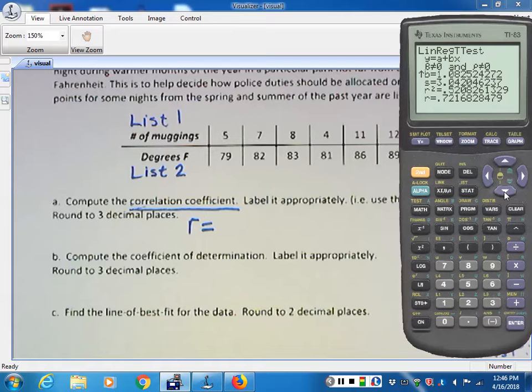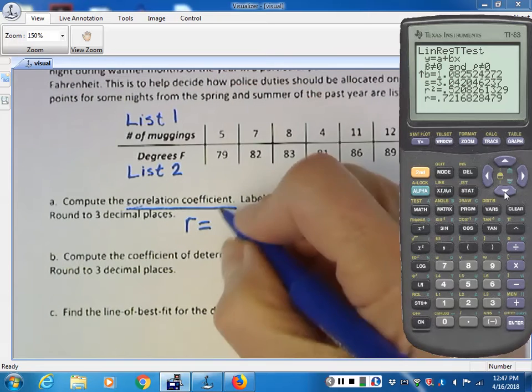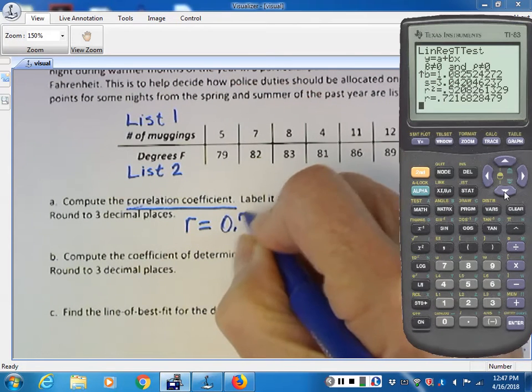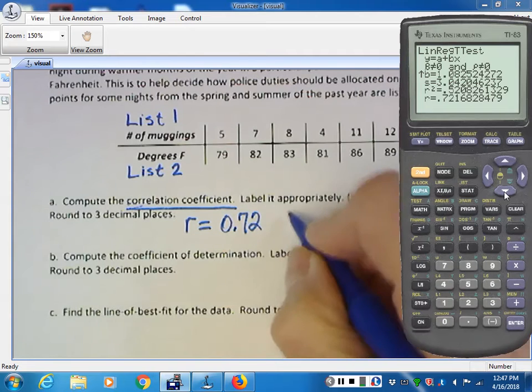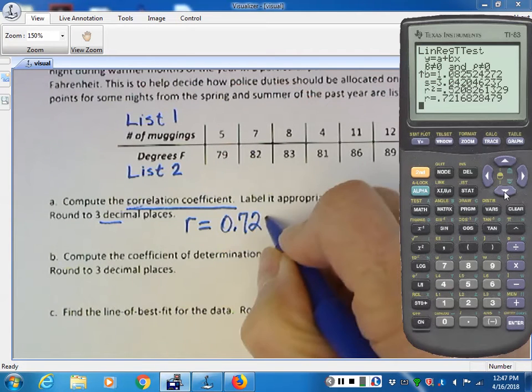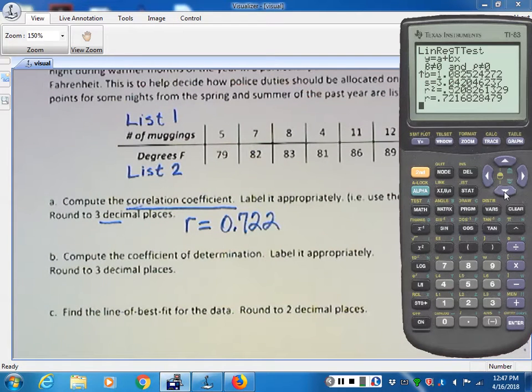So you have to scroll down on that screen to find the value of R. And R is 0.72... 0.722, since it says to 3 decimal places. How do you get back to it on the calculator? You go back to stat, you go back down to that test, and then just arrow all the way down to the bottom and hit calculate again.